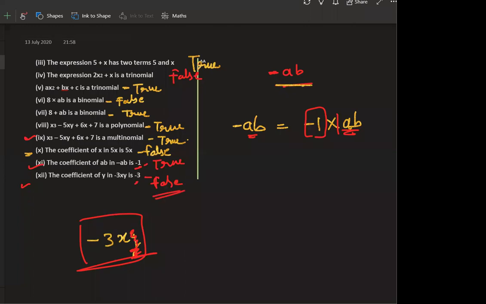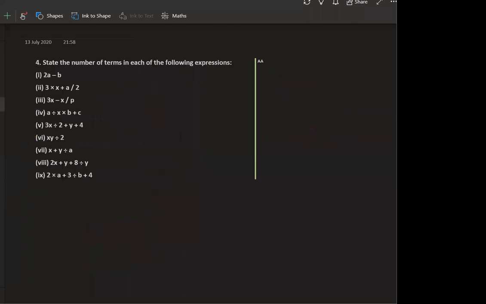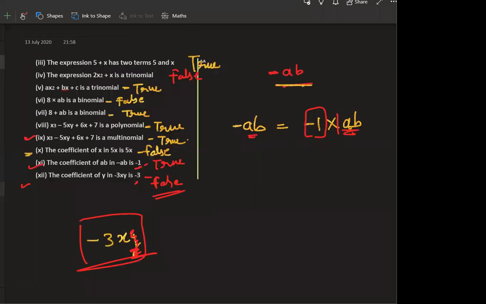Now this is done. Question 3 is done. Now let's do question 4. It is not true, Lavi, it's false. The last was false, it's not true, because the coefficient is minus 3x. But the question is saying the coefficient is minus 3. That is why this is false.